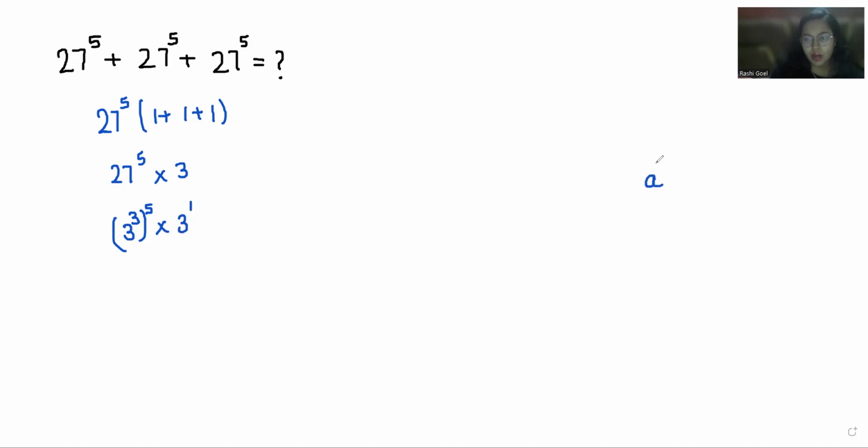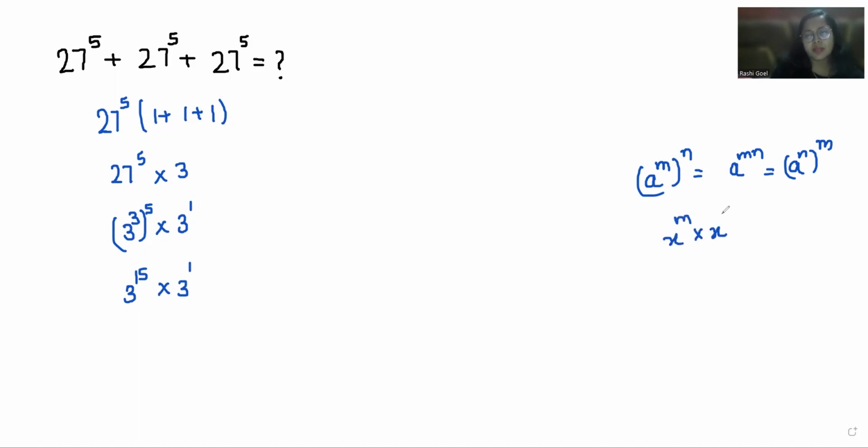According to the exponent rule, (a^m)^n, we can write it as a^(mn) or (a^n)^m. So it becomes 3^15 times 3^1. Another exponent rule, x^m times x^n, we can write it as x^(m+n). So it becomes 3^(15+1), which is equal to 3^16. So our final answer is 3^16.